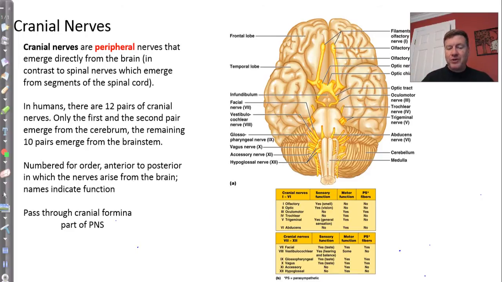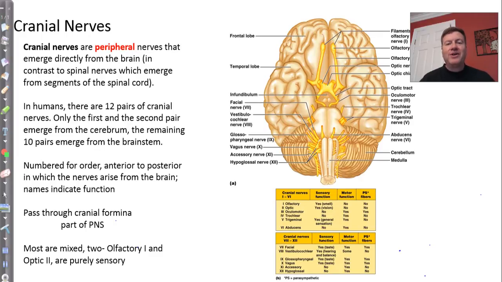And again, these are peripheral. Most of these cranial nerves are mixed, which means they contain both motor functions and sensory functions. Two of these, the olfactory 1 and optic nerve 2, are purely sensory, but most everything else has a motor and a sensory function.